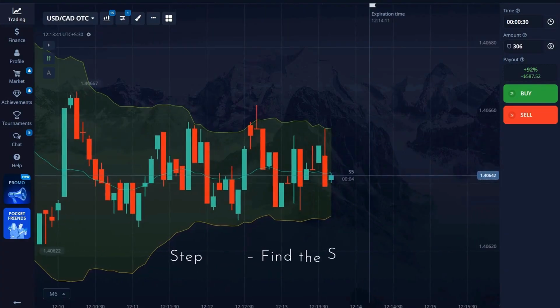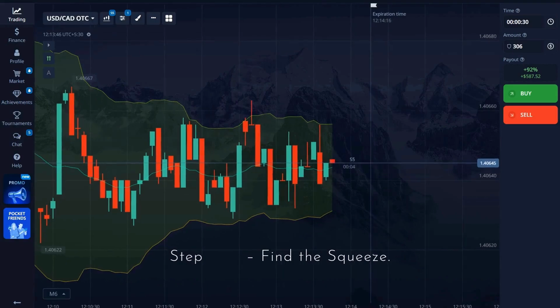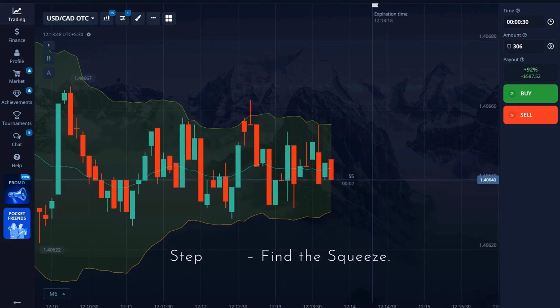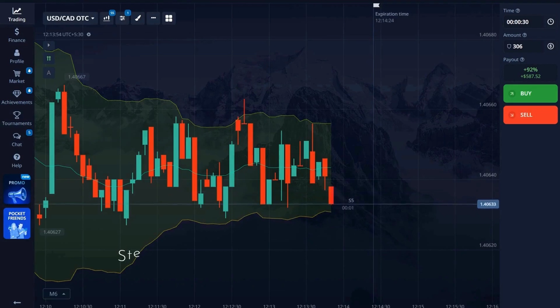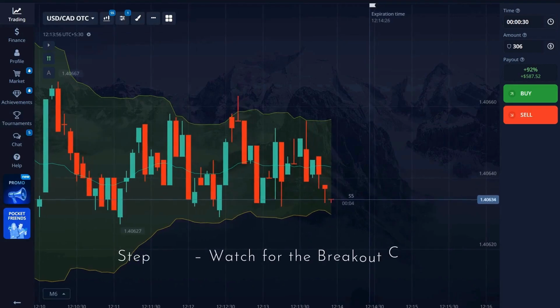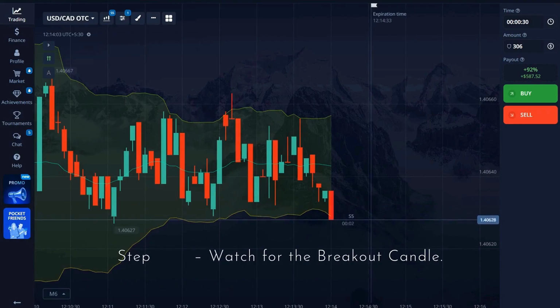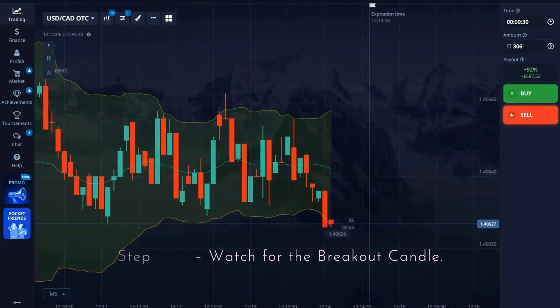Look at your chart on the 5-second time frame and wait until you see 4 to 6 very small candles moving in a super tight range. When the Bollinger Bands come close together, almost touching, it means the market is building pressure. The moment you see a candle that closes completely outside the Bollinger Band, that's your signal. If the breakout candle closes above the upper band, get ready for a buy trade. If it closes below the lower band, prepare for a sell trade.